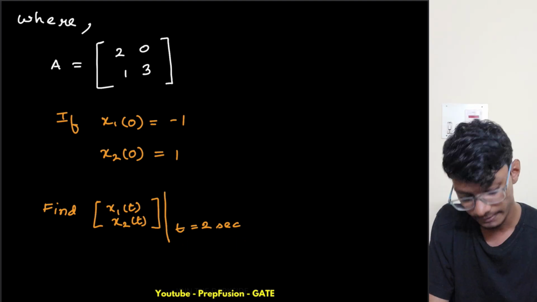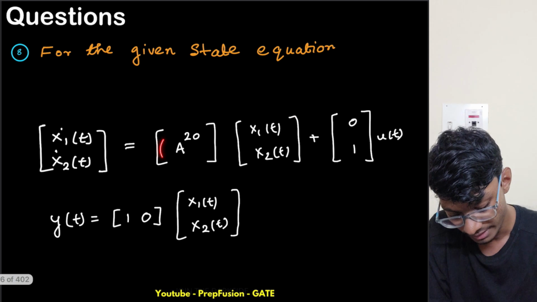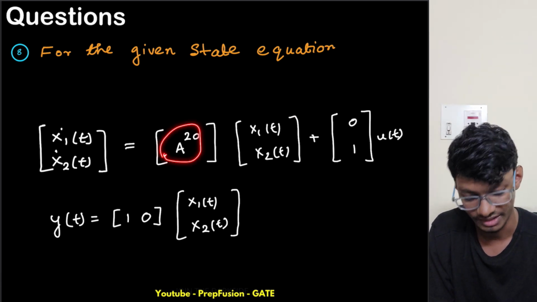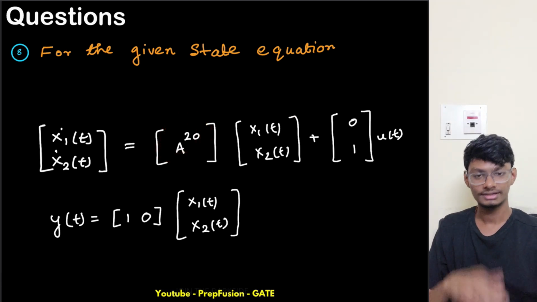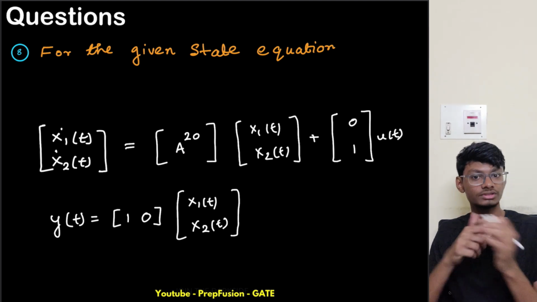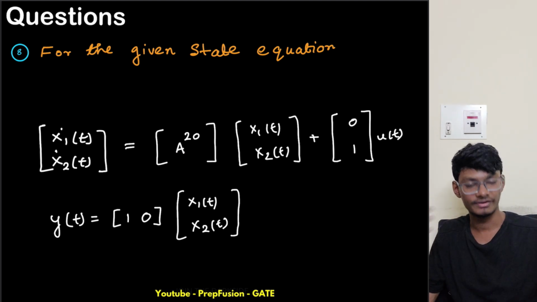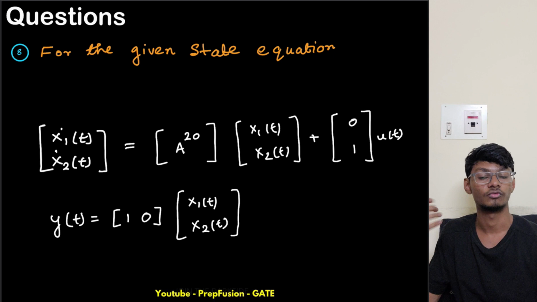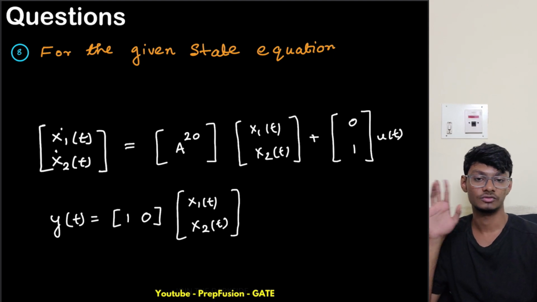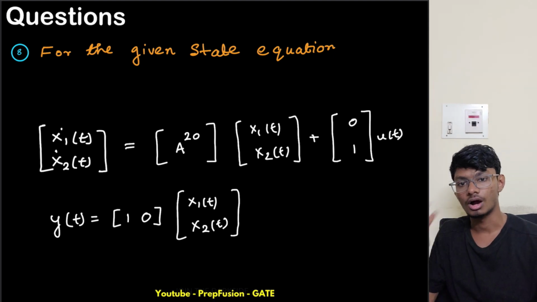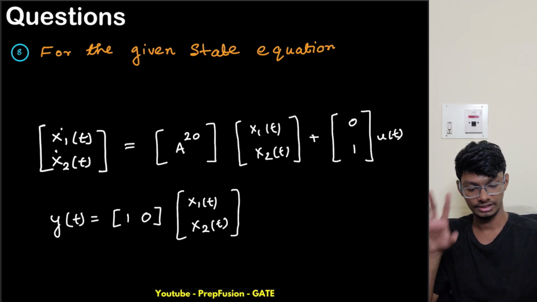But what is different here? The difference is the matrix: it is not simply A, it is A raised to power 20. So if you try to do this with Laplace, it will be very difficult. Why? Because you have to find the Laplace inverse of (sI minus A) raised to power 20. Now how will you find A raised to power 20? That is difficult, right?